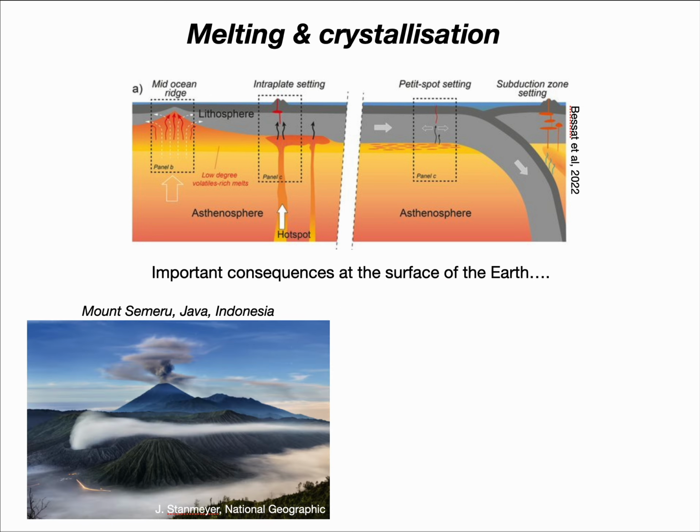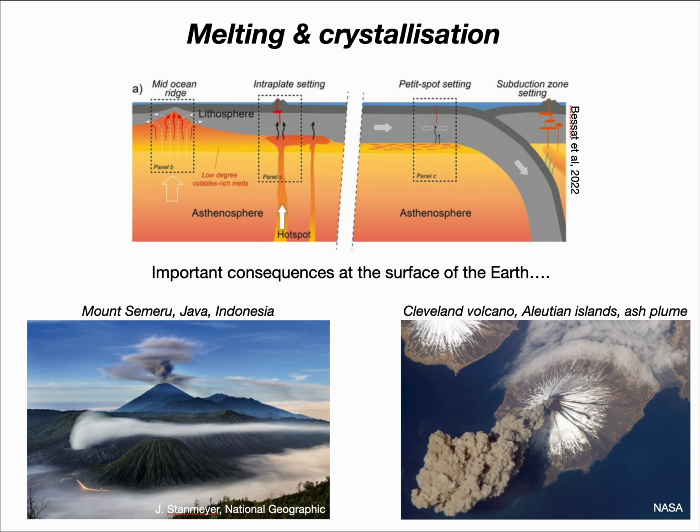Of course, this all has important consequences for the surface of the Earth, because magmatism has a surface expression which is volcanism, and so you can have the generation of huge volcanoes. You see here Mount Semeru in Indonesia. This would be the Cleveland volcano seen from above, a fantastic NASA picture of this volcano located in the Aleutian range.